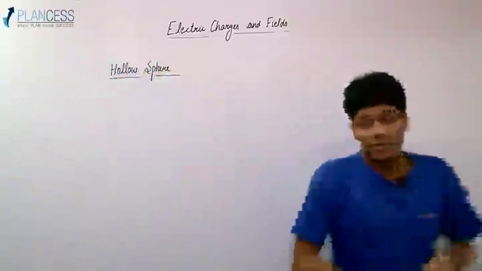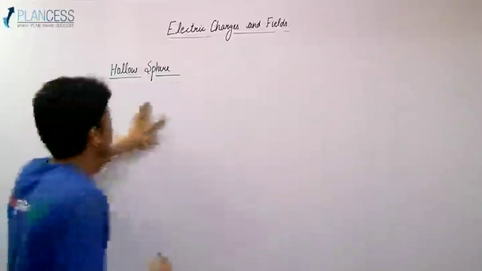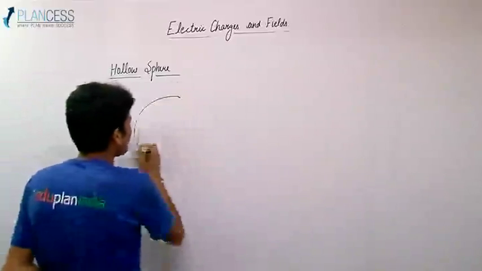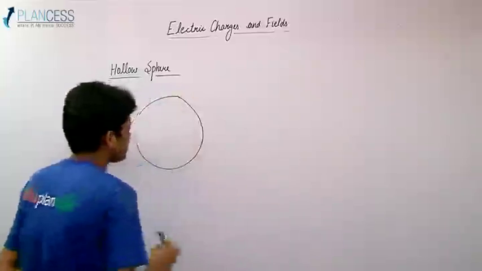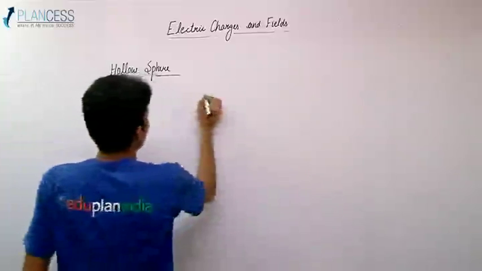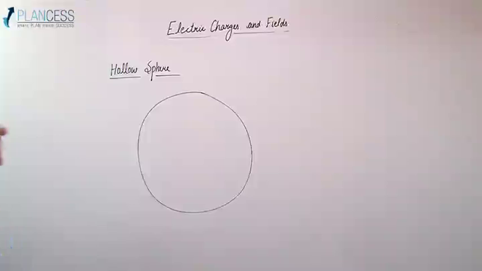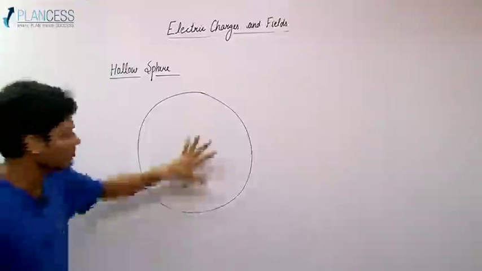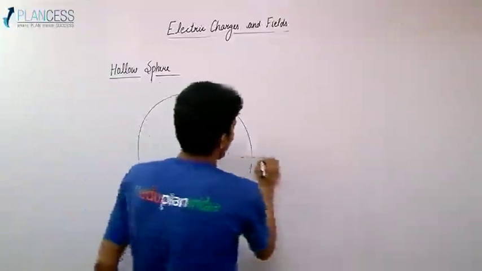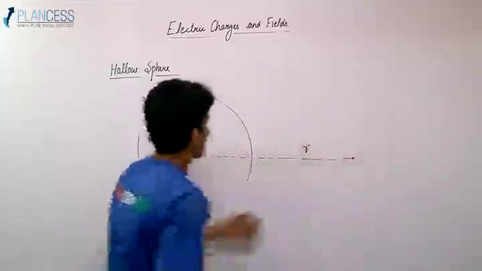Calculating the electric field of a hollow sphere by integration is pretty tough, but I'll give you a hint of how we do that. Let's say this is our hollow sphere. Let me draw it bigger so that you will understand it better, because bigger is always better. So this is a hollow sphere, and this is the center. You want to calculate the electric field at a distance r from here.